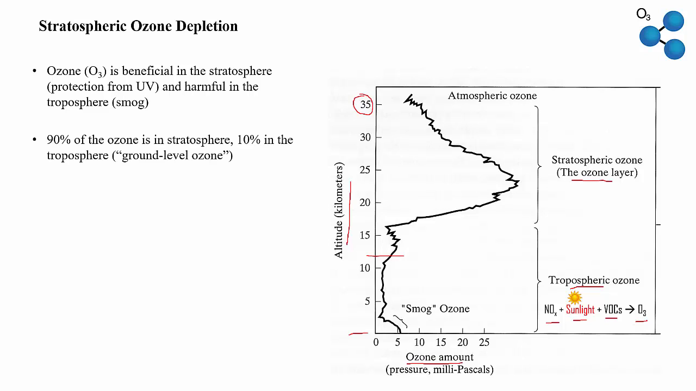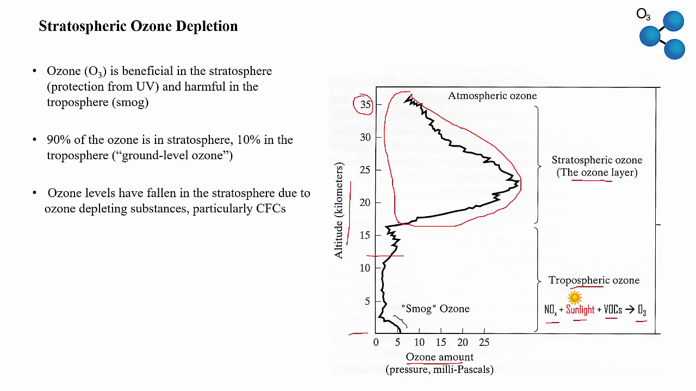So don't confuse ground level ozone, which is smog, with stratospheric ozone. As you can see from this graph, most of the ozone in the atmosphere is in the stratosphere, about 90% in the stratosphere and about 10% in the troposphere, so-called ground level ozone. Unfortunately, ozone levels have been falling in the stratosphere, where we want ozone, primarily due to ozone depleting substances, particularly CFCs. And ozone levels have been rising in urban areas primarily because of combustion of fossil fuels, largely associated with transportation.